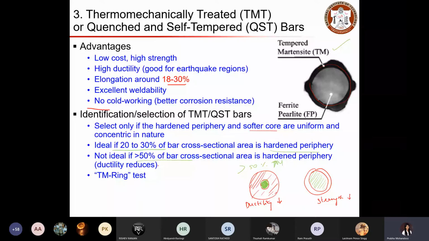And if your hardened periphery is greater than 50% of the cross-sectional area, then that reduces ductility significantly, and that rebar should not be considered. So to meet this criteria, we do the TM ring test. The test called TM ring helps us determine the thickness of these phases, or the percentage distribution of these phases, which we can use to determine whether the quality of the bar is good or not.